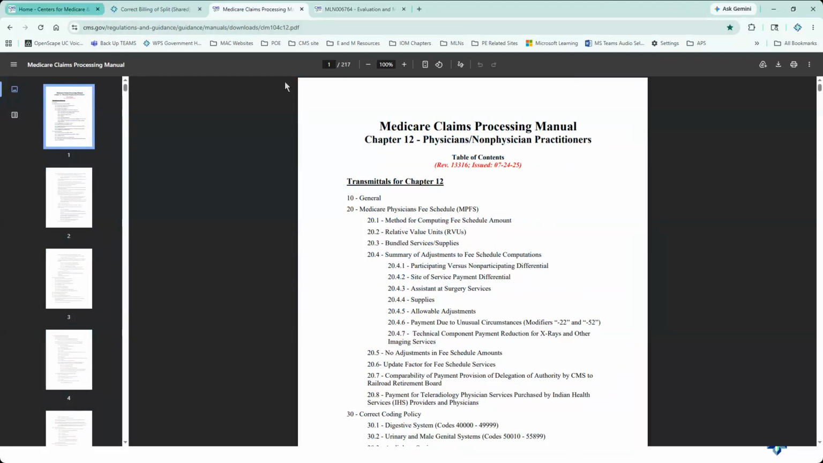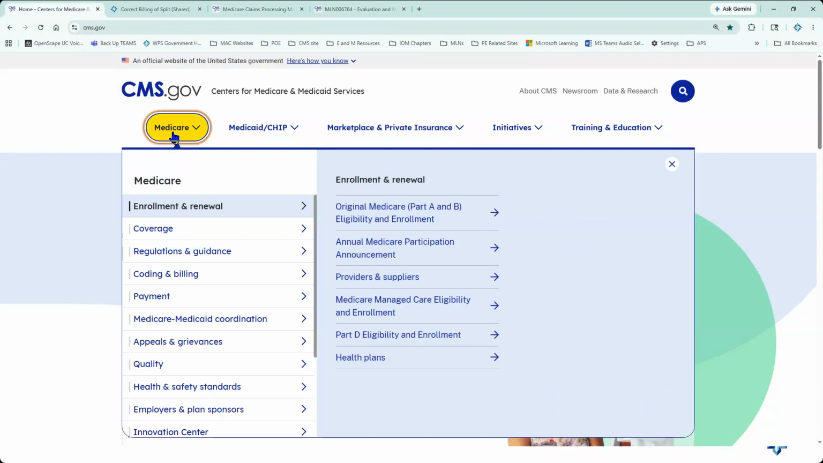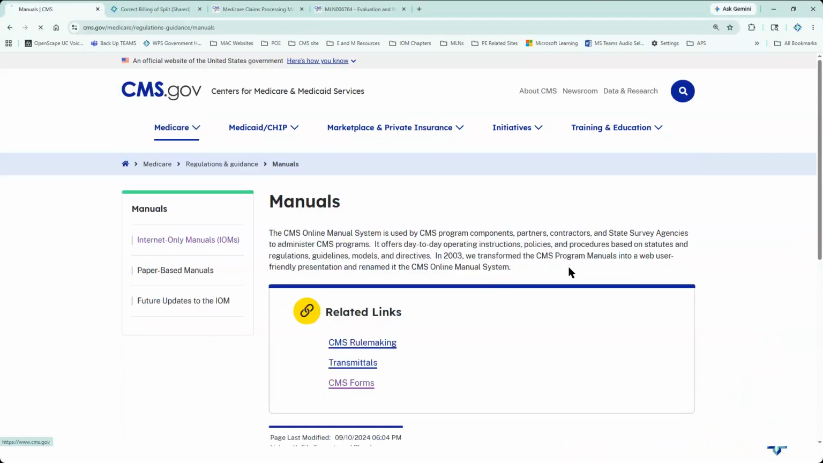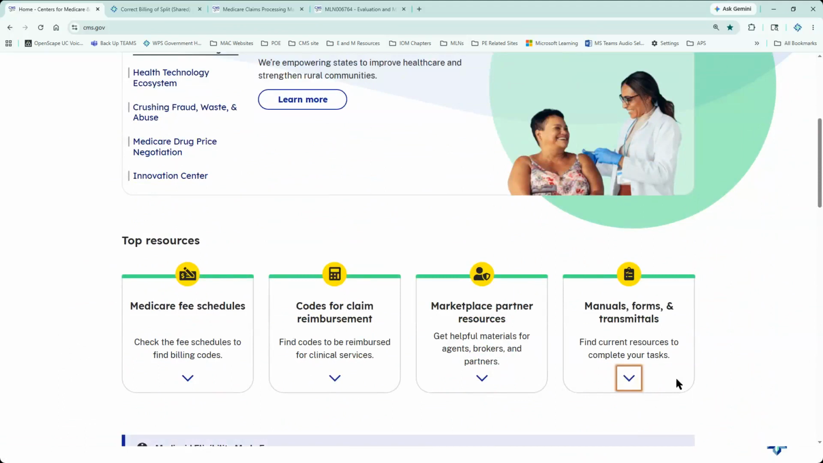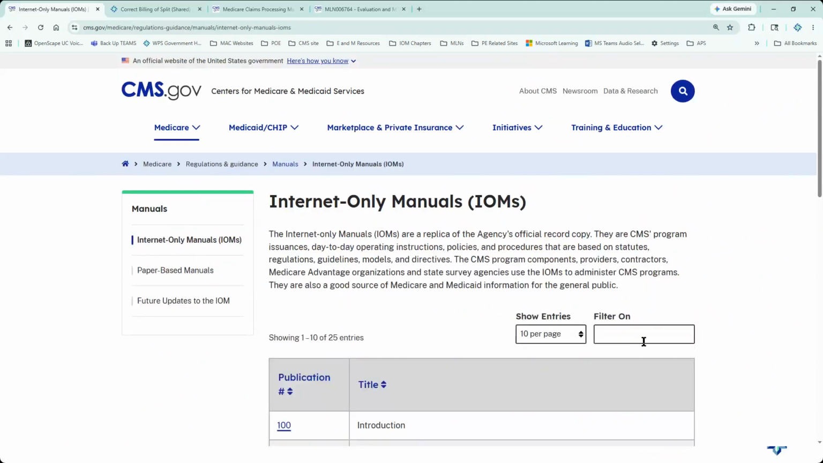And actually, I'll start from here. If you go to cms.gov, I have the manual pulled up, but I want to show you how to get to that as well. Under Medicare, you can go to Regulations and Guidance, and you're going into Manuals. That's one way to get to it. The other way is if you scroll down from the home page, there is a Manual Forms and Transmittals section, and the Internet-only manuals are there as well. Personal preference, I typically go through that second method just because it's quicker.